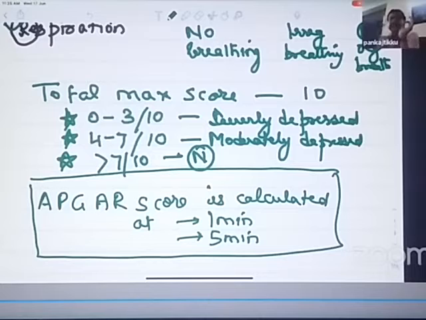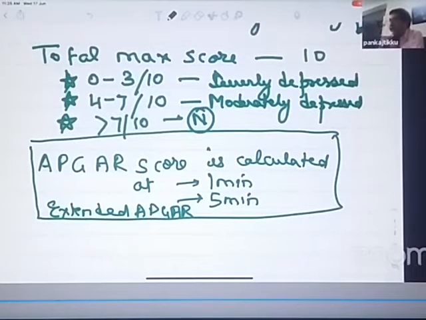Important thing is, please hear this carefully. Suppose the Apgar score at 1 minute and 5 minutes is less than 7. So even at 5 minutes when you see the Apgar score, it is less than 7. Then you have to do an extended Apgar score. Extended Apgar score means that now you need to calculate the Apgar even beyond 5 minutes. So extended Apgar score should be calculated at 10, 15 and 20 minutes.